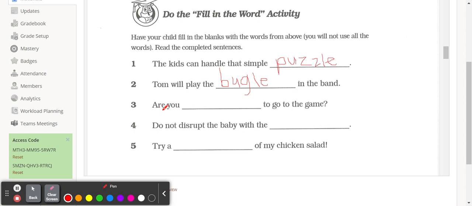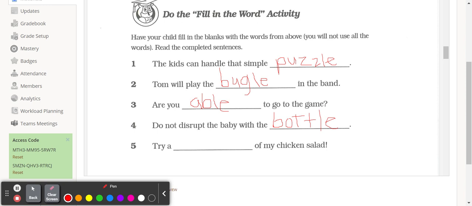Okay, number three. Are you blank to go to the game? You're asking, are you able? Able. Are you able to go to the game? Number four, do not disrupt the baby with the blank. Well, a baby would have which one of those words? Bottle. Yeah, if a baby's feeding, you never want to distract them. Just let them eat. Bottle.